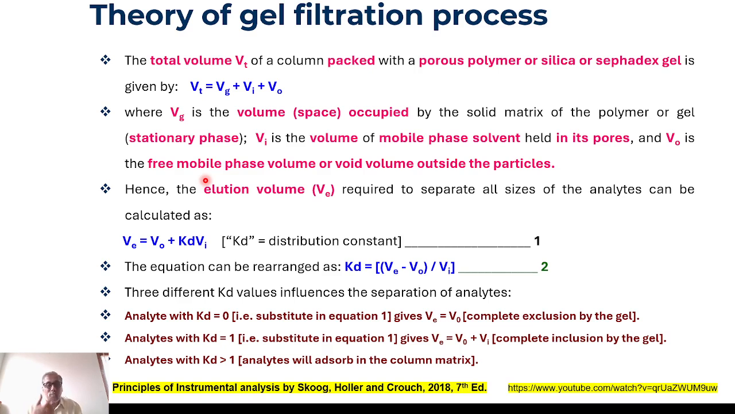So it could be 20 ml or 40 ml or 50 ml. So that will be the void volume. So calculation of void volume is very easy. You can use the one marker molecule, that is blue dextran.